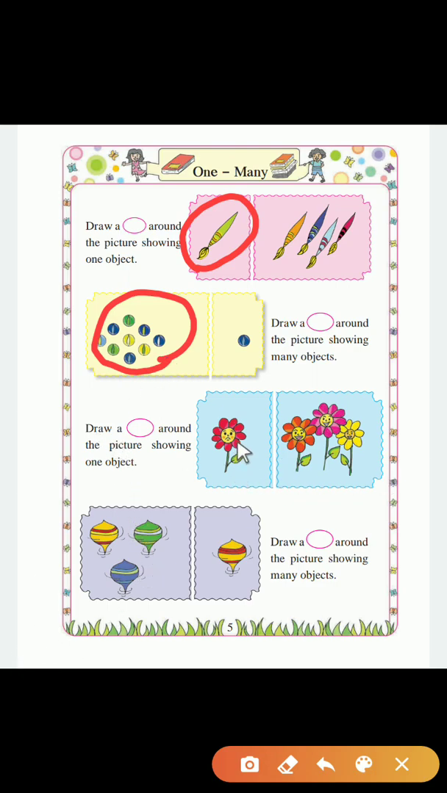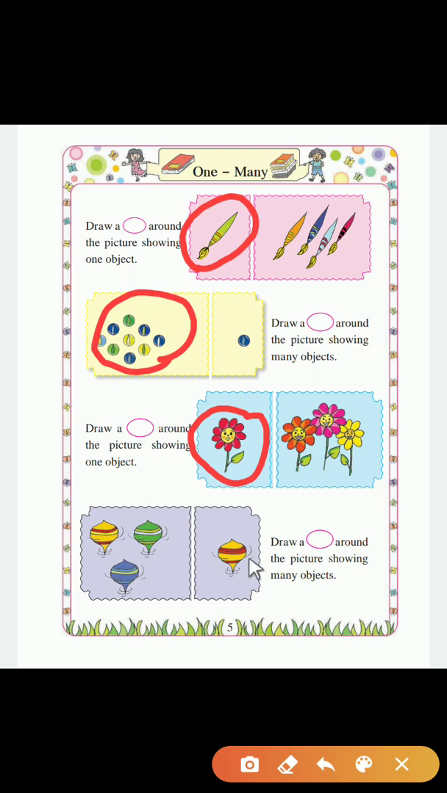See the next picture. This is only one flower. These are many flowers. Draw a circle around the picture showing one object. In this picture we need to draw a circle around the picture which is showing one object, that means one flower. This is one flower, so we will draw a circle around this flower.